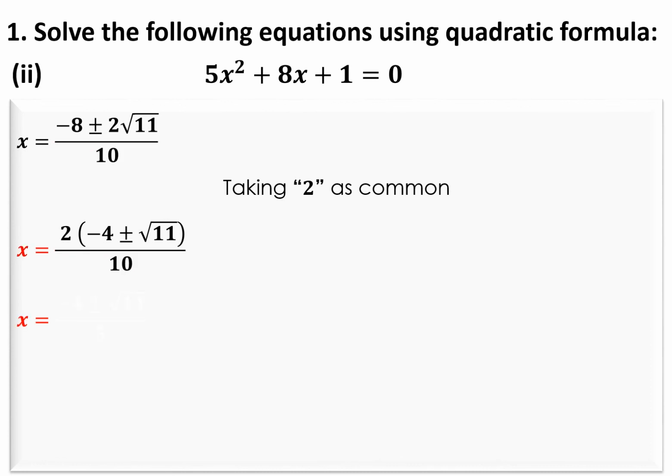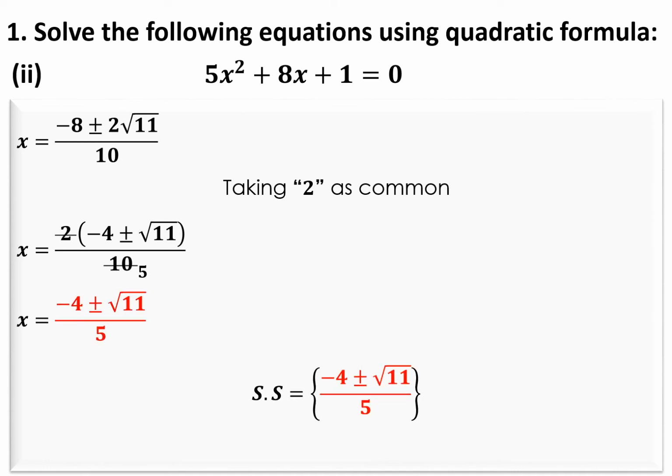x is equal to. 2 and 10 are cancelled with each other. 2 ones are 2 and 2 fives are 10. The remaining values, minus 4 plus minus under root 11 divided by 5, are written. Solution set is equal to, within curly brackets, minus 4 plus minus under root 11 divided by 5. Hence, this is our answer.